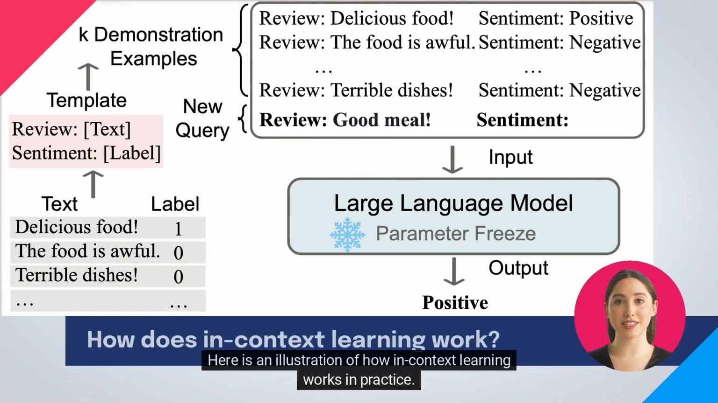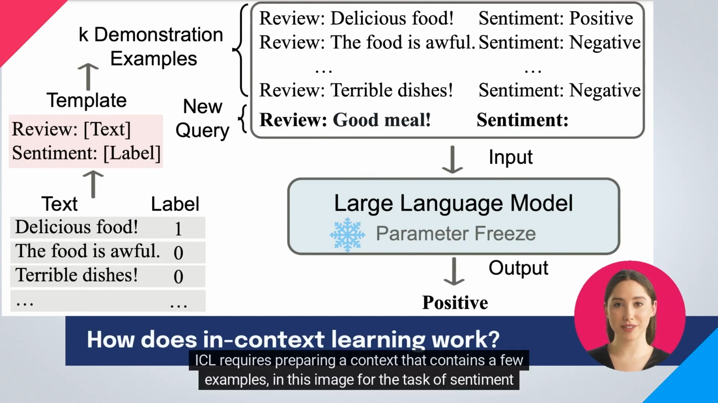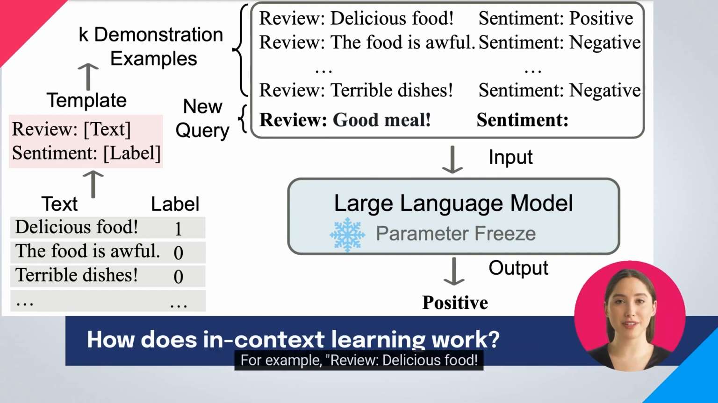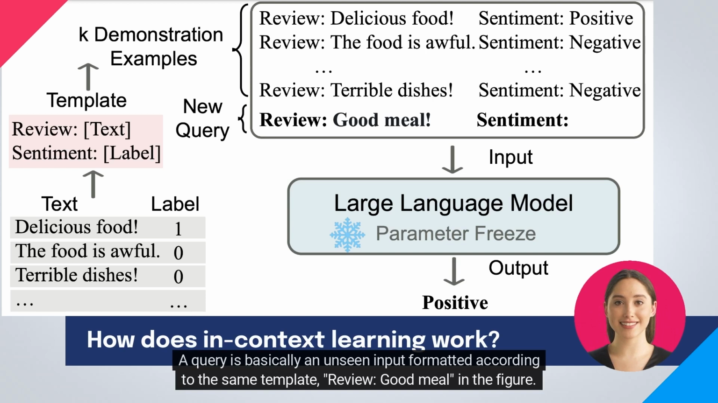Here is an illustration of how in-context learning works in practice. ICL requires preparing a context that contains a few examples, in this image for the task of sentiment analysis. The examples are arranged to follow a template written in natural language. For example, review: delicious food, and sentiment: positive. After the examples, a query is inserted in the context. A query is basically an unseen input formatted according to the same template. Review: good meal, in the figure.